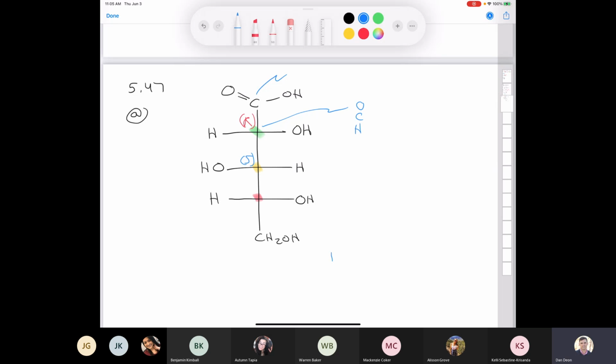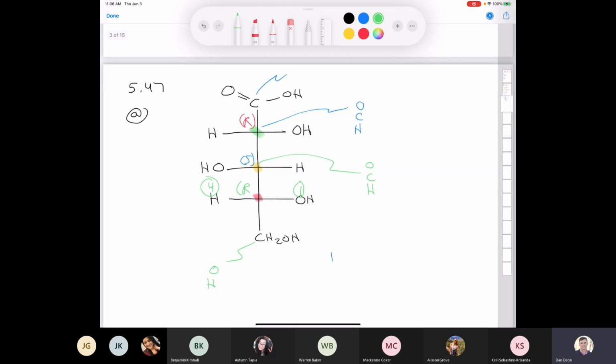For this one, we have the hydrogen, which is lowest priority. Oxygen is first. This carbon is attached to oxygen, carbon, hydrogen, whereas this one is attached to oxygen, hydrogen, hydrogen. So this will be second highest. This is third highest. So we go from 1 to 2 to 3, which is counterclockwise. We reverse it, and it is R.